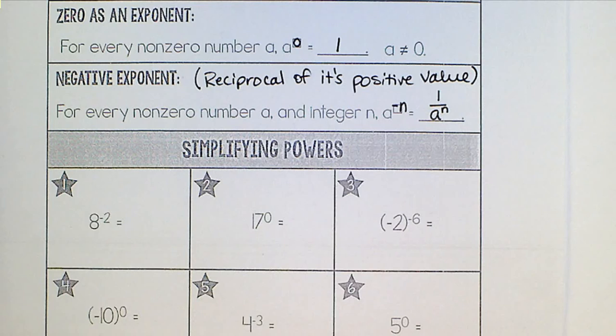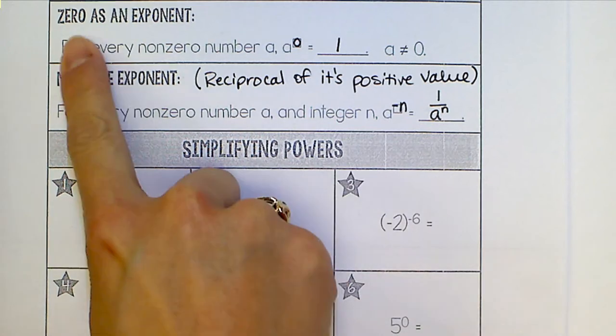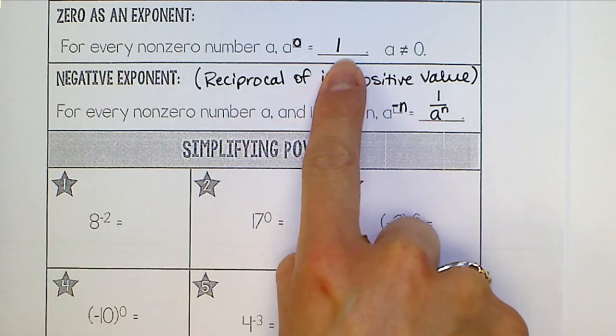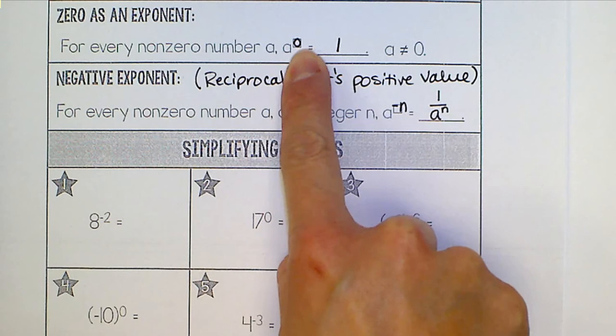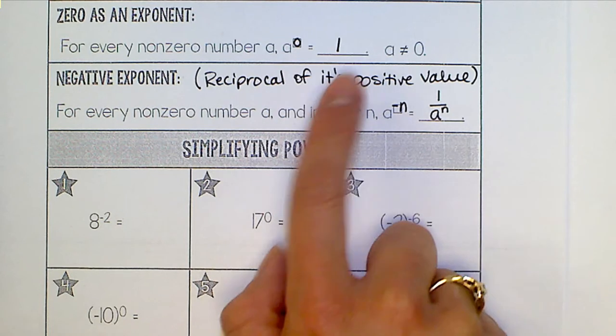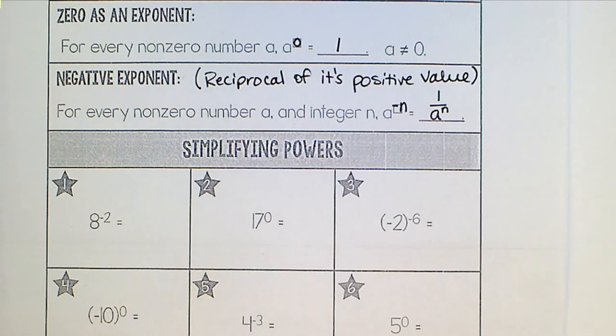Now in the previous video, we talked about what it means when 0 is the exponent. Any number to the 0 power is 1. And then for negative exponents, we're just flipping it. We're taking the reciprocal of the positive value. So let's go ahead and do some practice problems together, and then you'll be doing some on your own as well.